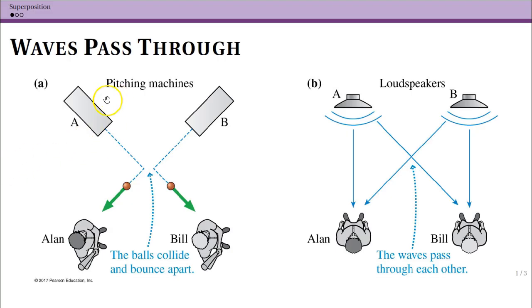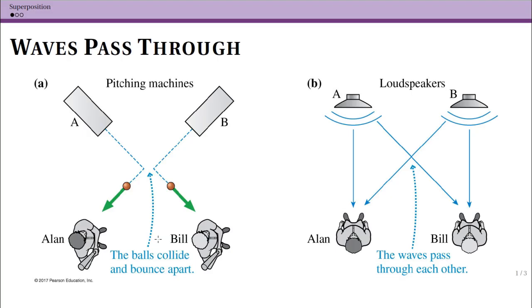The reason we need to add them together is that waves can pass through one another. If we imagine two balls being shot such that there's a spot where they would be in the same place at the same time, we know that they collide and bounce off. So we know that two physical objects cannot occupy the same location at the same moment in time. If I throw a ball at a wall, it bounces back. It doesn't go through the wall.